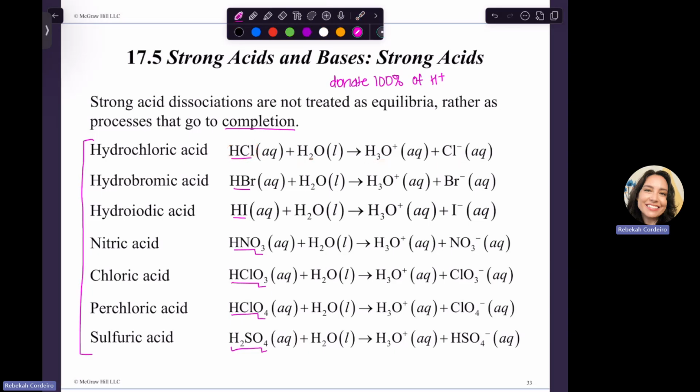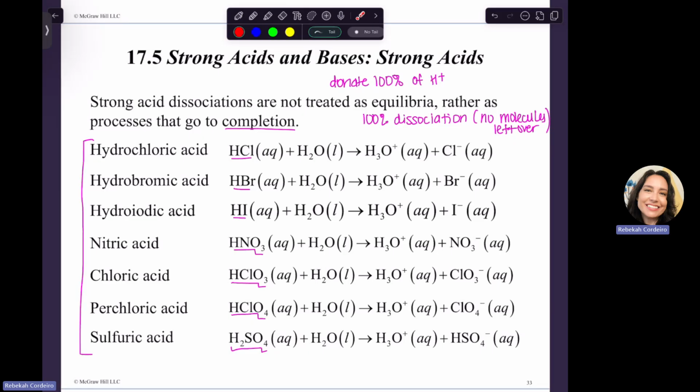So it's 100% dissociation. No molecules left over. You would not have any HCl molecules still together. It would be 100% hydronium, which is what this thing is called.